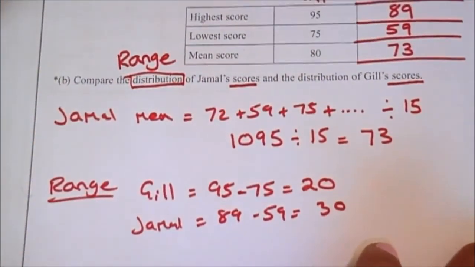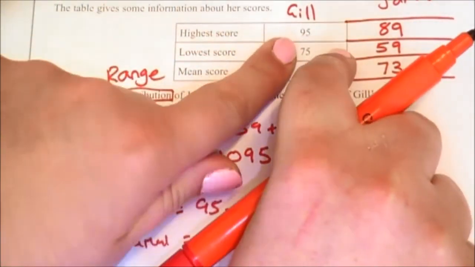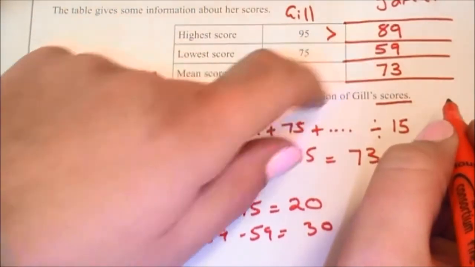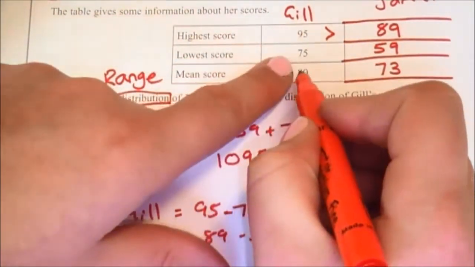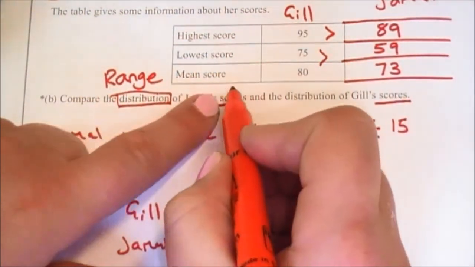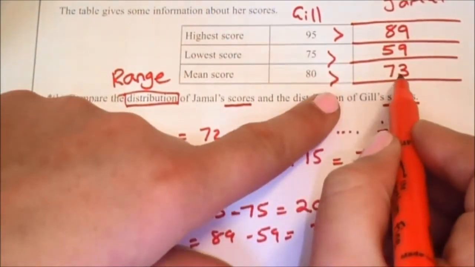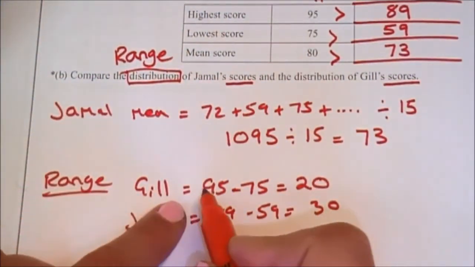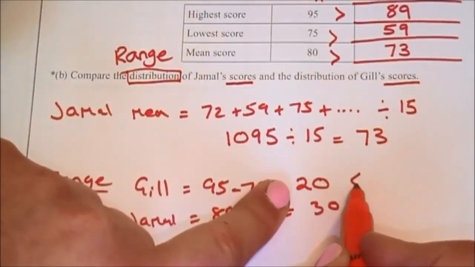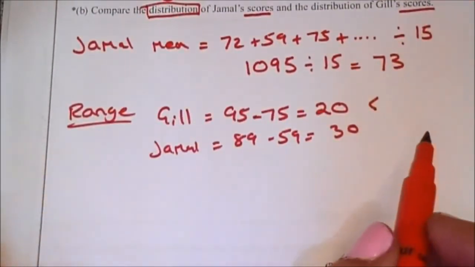Now we can start comparing because we've got all the same numbers. So let's look up here. Jill's highest score was higher. So Jill's score was larger than Jamal's. Jill's lowest score was also larger than Jamal's. And Jill's mean score was also higher than Jamal's. And when we're looking at the range, Jill's range of scores was lower than Jamal's.